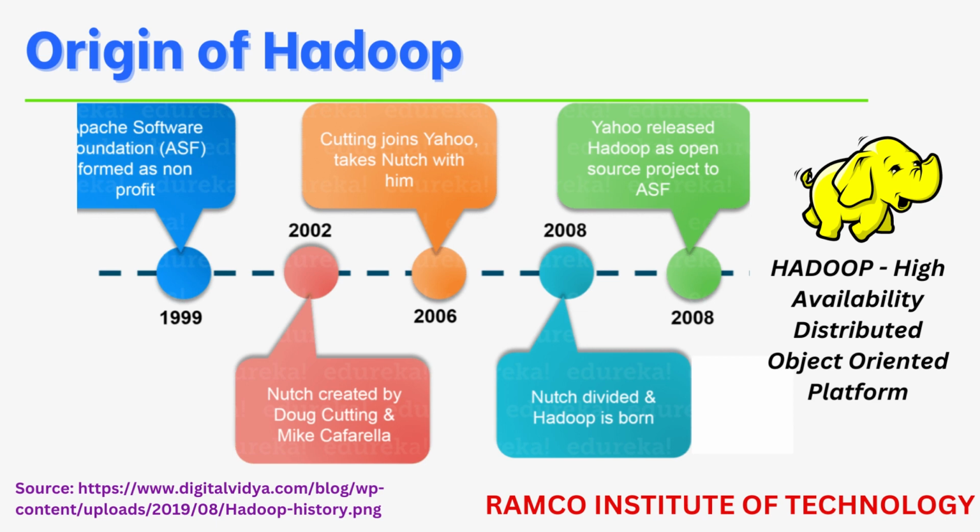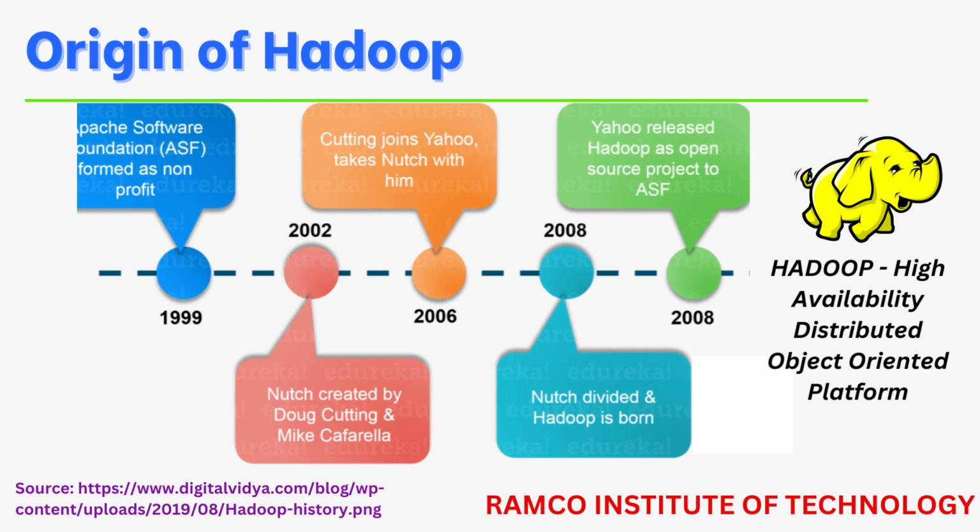This project was created by Doug Cutting and Mike Cafarella in the year 2002. In 2006, Cutting joined the company Yahoo and took the Nutch project along with him. While dealing with Nutch, they were dealing with big data. To store the data, they had to spend a lot of cost. This became a significant reason for the emergence of Hadoop.